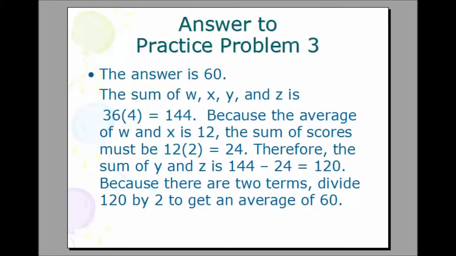The answer is 60. Recall that your first step is to find the sum of scores. The sum of w plus x plus y plus z is their average, which is 36, times the number of scores, which is 4, and that equals 144. Because the average of w and x is 12, the sum of scores must be 12 times 2, which is 24. Therefore, the sum of y and z is 144 minus 24, which is 120. Because we want to find the average of y and z, and there are 2 scores, we divide the sum of scores 120 by 2 to get an average of 60.